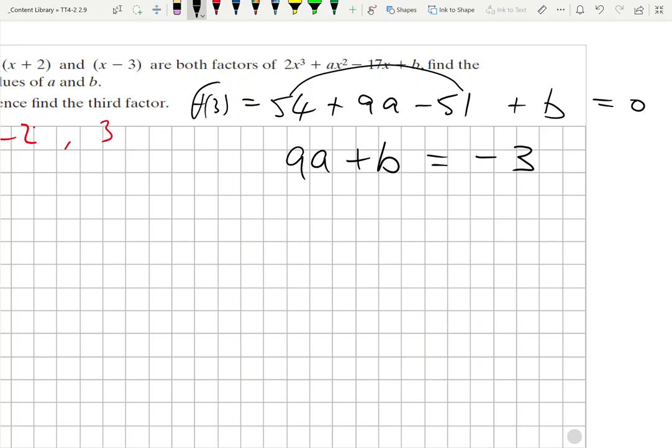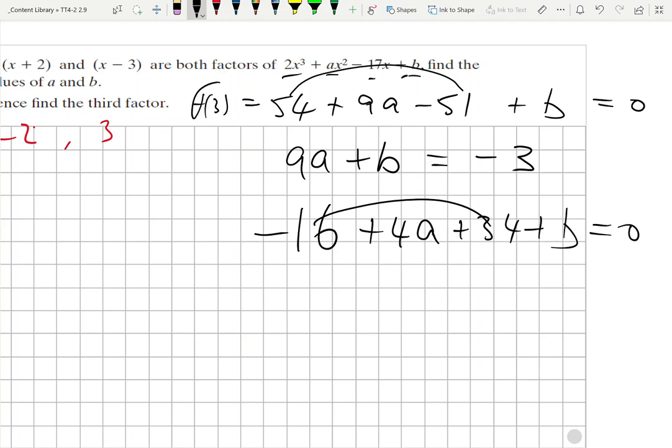Okay, let's put in minus 2. You get minus 16 for the first, you get 4A. You see, on the evens you don't really spend much time thinking about sign. Keep the sign of the coefficient. You get 34, and you get B. Tidy up your numbers. 34 take 16 is 18. Double 16 is nearly 34. 18 across, minus 18.